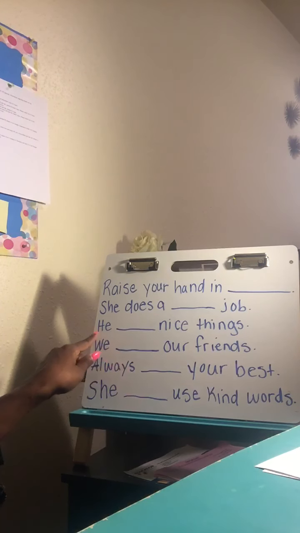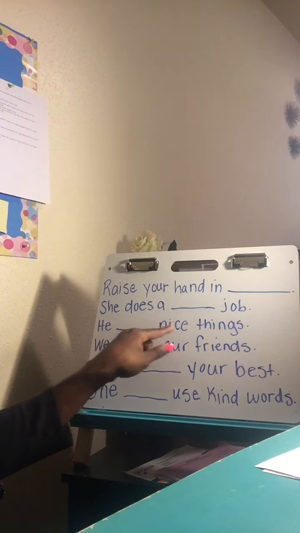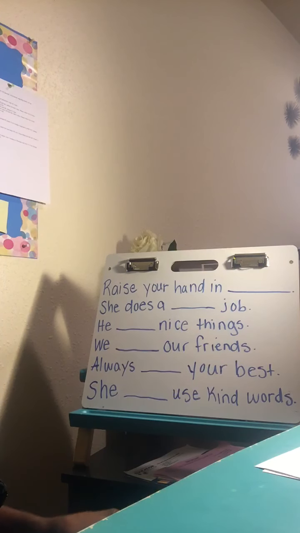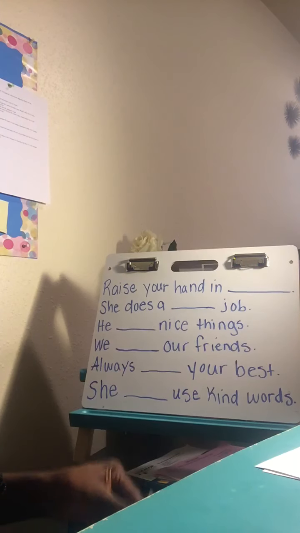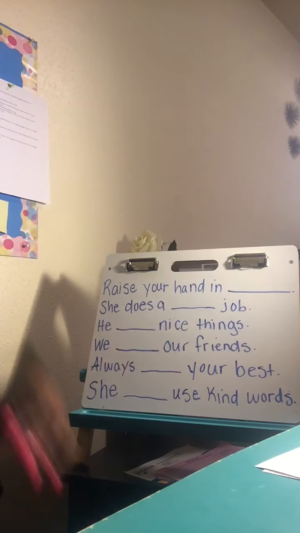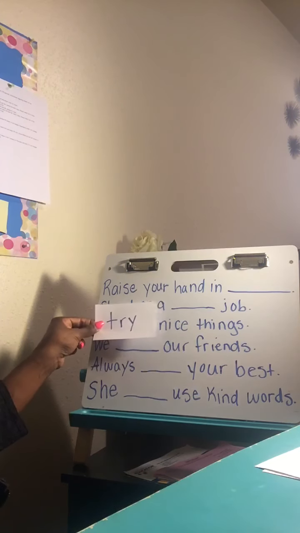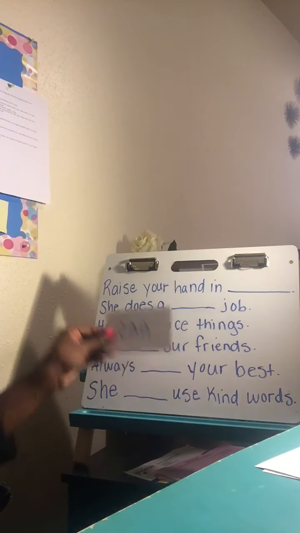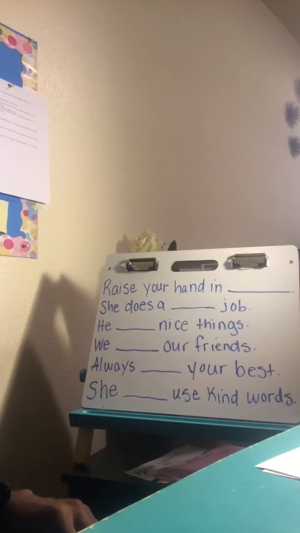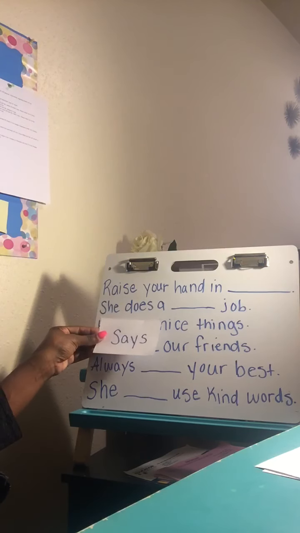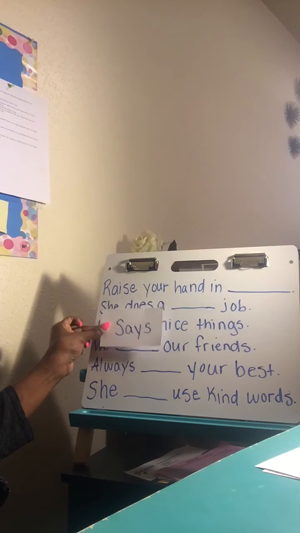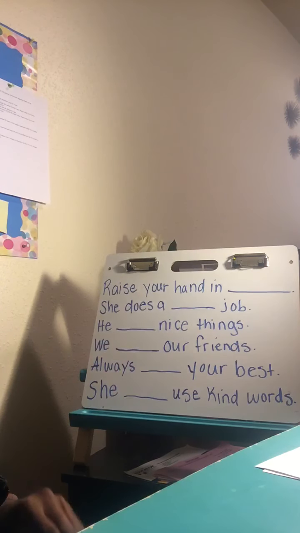Our next sentence, number 3. He blank nice things. Which word makes sense? He says nice things. He help nice things. He try nice things. Or he can nice things. If you said says, you are correct. He says nice things.